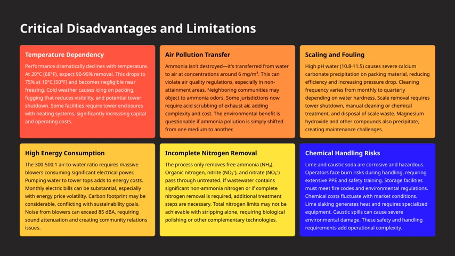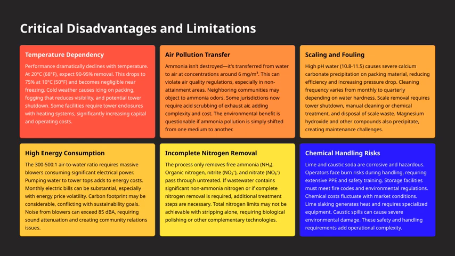Another limitation is incomplete nitrogen removal. This process primarily targets free ammonia, or NH3, but it doesn't effectively remove organic nitrogen, nitrites, or nitrates. If your wastewater contains significant amounts of these other forms of nitrogen, or if you need to meet strict total nitrogen limits, additional treatment steps are necessary. Sometimes, biological polishing or other technologies have to be added to achieve the desired nitrogen removal.